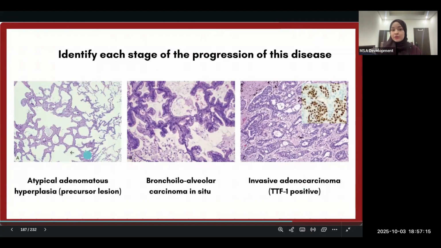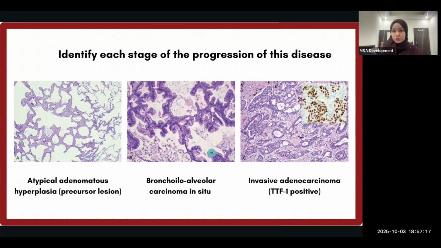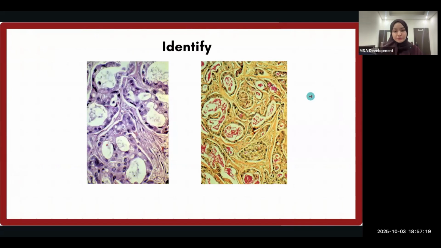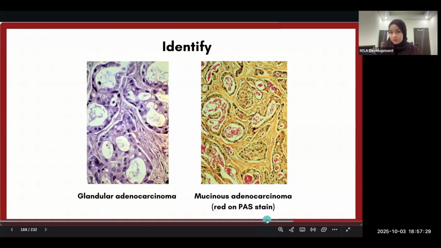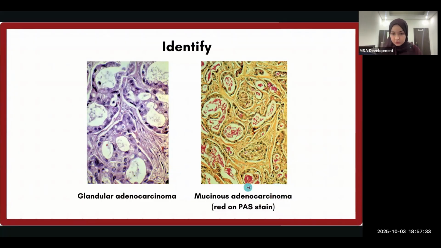Know how to identify all these images. Okay, now identify. Again, these are types of adenocarcinoma. You have glandular and you have mucinous. Mucinous has red on PAS stain, and glandular has all glands. Mucinous forms mucin. Okay.